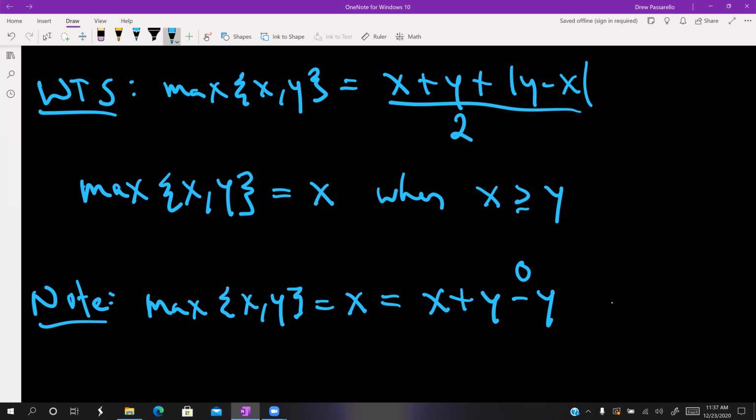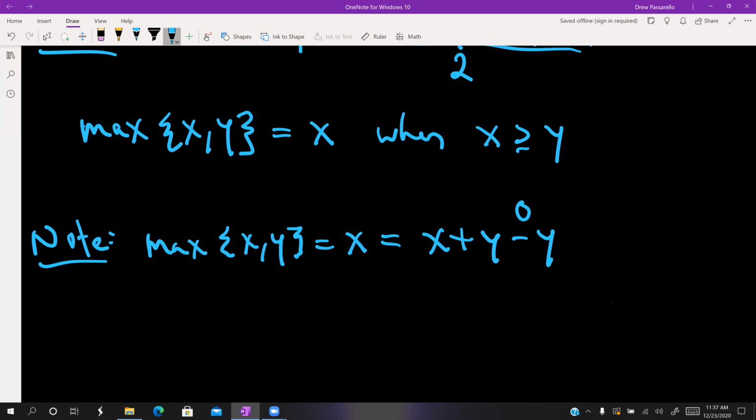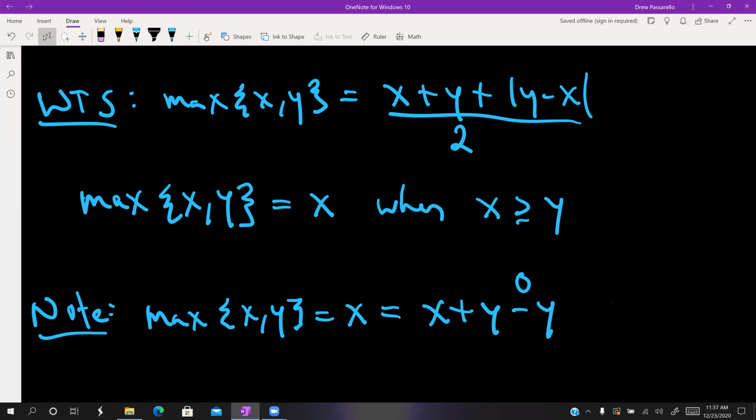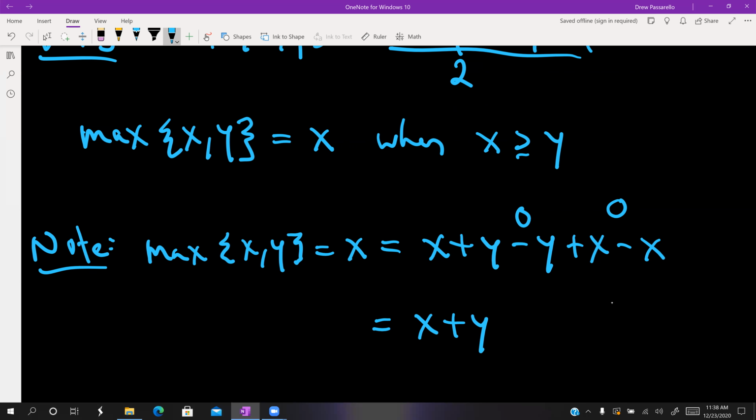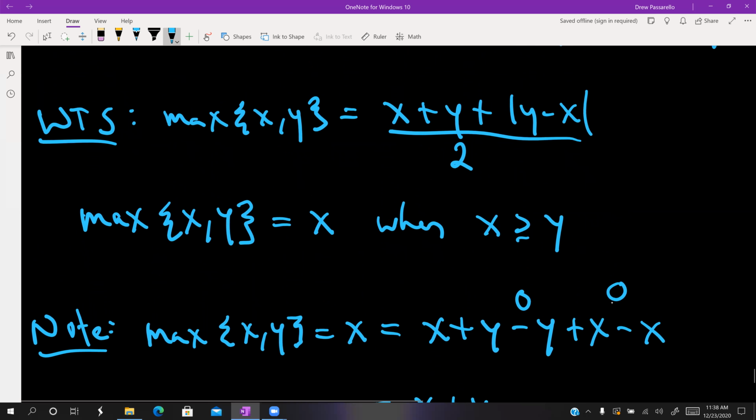So all I did was add 0 in the form of plus y minus y. Now I'm going to add 0 again, this time in the form of x, because we need an extra x for that absolute value. So this will be plus x minus x. So that's again adding 0. So we have this, and this is the max of x and y, which is equal to x, which is equal to all of this. And that's going to be equal to x plus y.